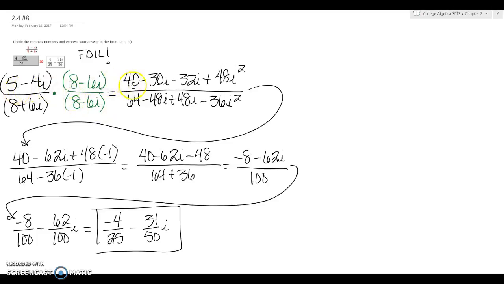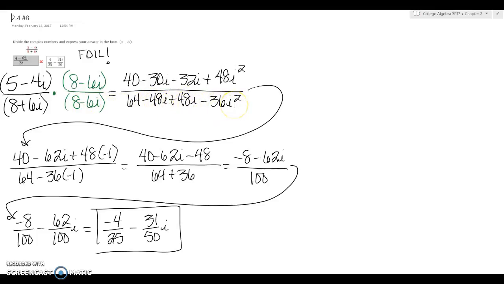So when I FOIL the top, I get 40 minus 30i minus 32i plus 48i squared. Then when I FOIL the bottom, I get 64 minus 48i plus 48i minus 36i squared. So these i's right here are going to cancel out because when we multiplied by the conjugate, which is the opposite sign. So since my original problem had a plus in the denominator, by multiplying it by a minus, that creates a positive and a negative that will cancel each other out.